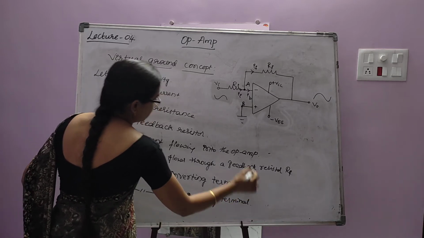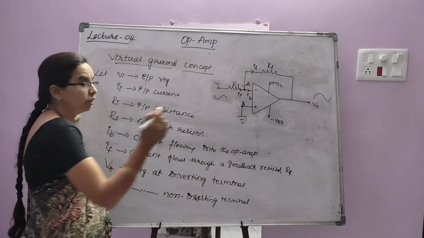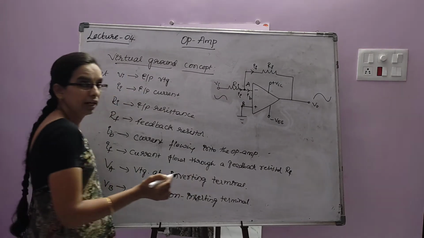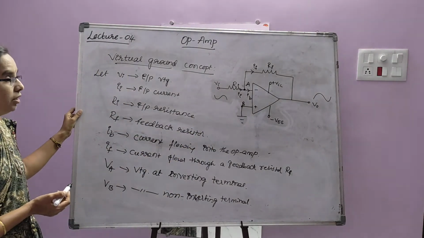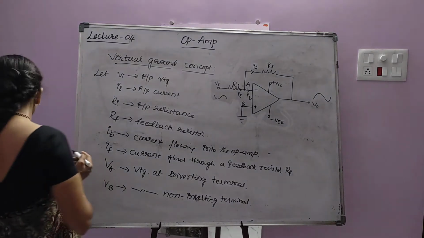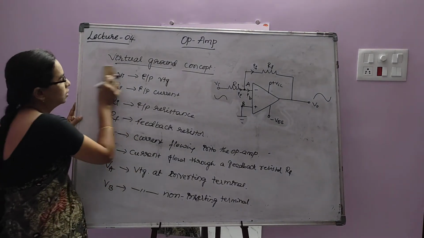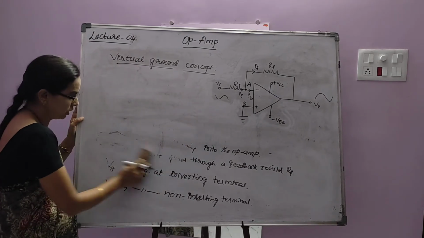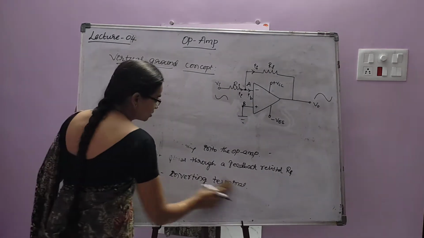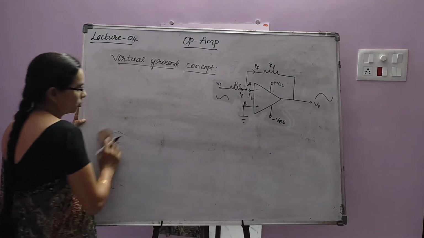The op-amp has two terminals. The terminal marked with a negative sign is called the inverting terminal, and the one with a positive sign is called the non-inverting terminal. Please note this down, because you should know what is mentioned in the circuit. You should have that idea, then only you can understand the concept.